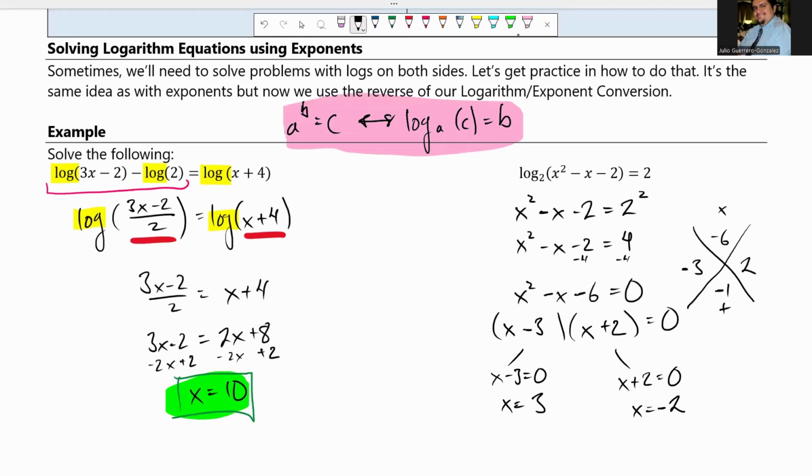Now, the logarithm version is a little funky because remember, we added a new rule that we can't do.